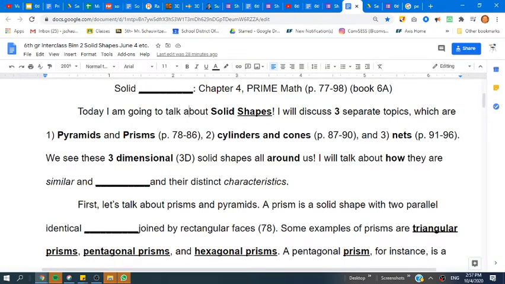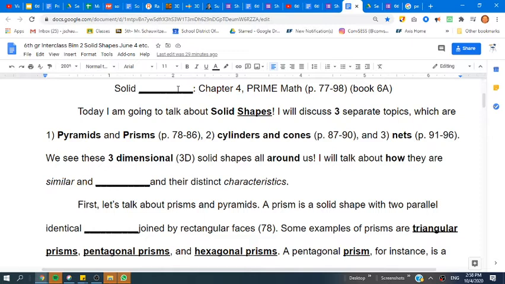Okay, this is a paragraph all about the solid shapes chapter inside of your book. These page numbers correspond with book 6A, okay? Not necessarily the workbook, but the textbook. And what we're going to do is pretend to find the words while we read this paragraph, okay? So you're going to guess which word goes inside of the blank, okay? So let's read it.